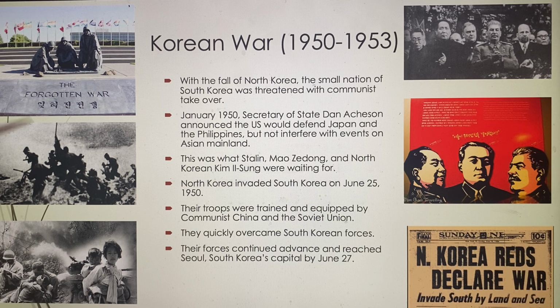So here you have a picture of them coming in. Here's the Korean War. It's called the Forgotten War because a lot of people don't think about it that much. But a lot of our soldiers died in this war. So anyway, here we have North Korea, Reds declare war. Here are the communists. We have Mao Zedong, communist China. We have Stalin of communist Soviet Union, and then again here in the middle we have North Korea.